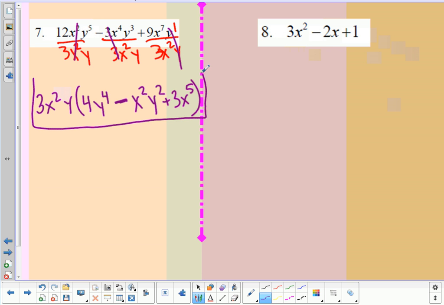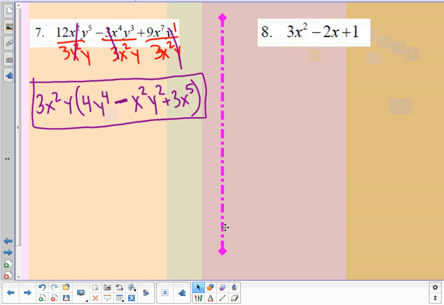So again, it's kind of different because our factored form looks like we should take this and distribute it back in. But the art of factoring is undoing multiplication. So that's why when we factor something, it looks like it has these sets of parentheses in it. So now let's take a look at number 8.